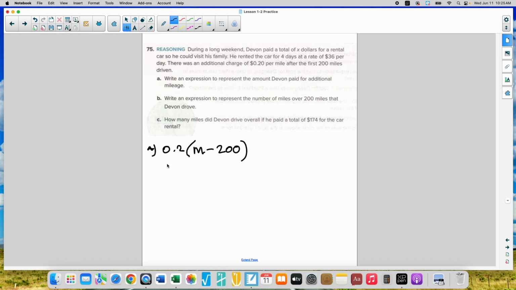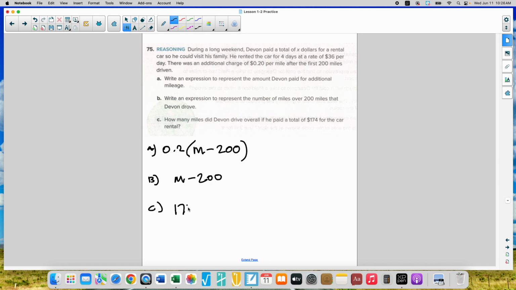Write an expression to represent the number of miles over 200 miles that Devin drove. The amount paid for additional mileage, yeah. Write an expression to represent the number of miles over 200 miles that Devin drove. Well, isn't that the same? Isn't that just m minus 200? And how many miles did Devin drive overall if he paid a total of 174 for the car? How many miles?